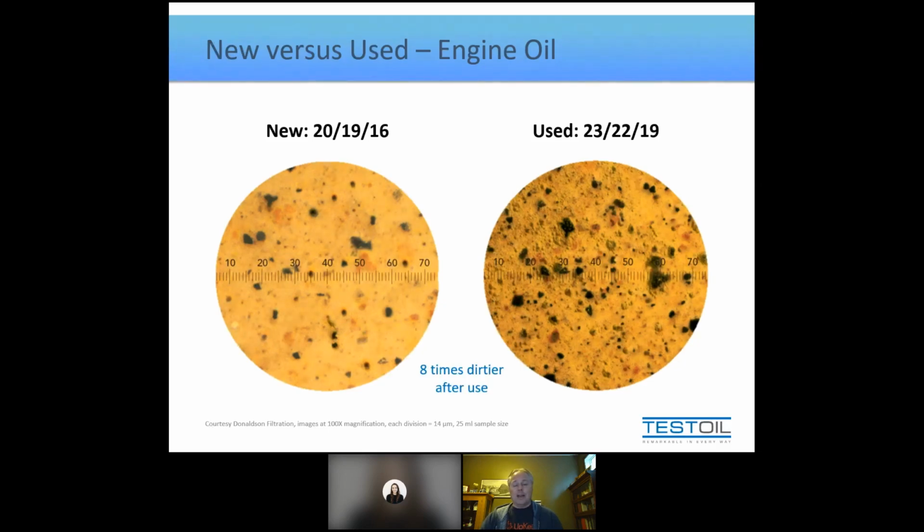So it is about 3 ISO codes higher. It's a 24/22/19, or sorry, 23/22/19. I'm remembering the previous example. But that is 3 codes higher than 20/19/16. So that's where you get the statement at the bottom that it is 8 times dirtier after it's been used. Now, thinking about this, you knew beforehand used engine oil is dirty. I'm giving you a mathematical way of identifying how much dirtier that actually is.